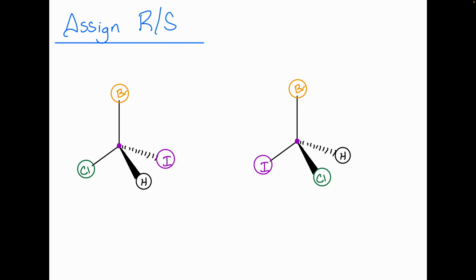All right, so again, I took this and I rotated it. All right, and I had sort of mentioned this out loud, but let's put it in here. Assigning priority, my iodine is priority 1, followed by my bromine, followed by my chlorine, and then that lowest priority group, the hydrogen, is pointed back. And now I'm going to connect 1 to 2, 2 to 3, and 3 back to 1.